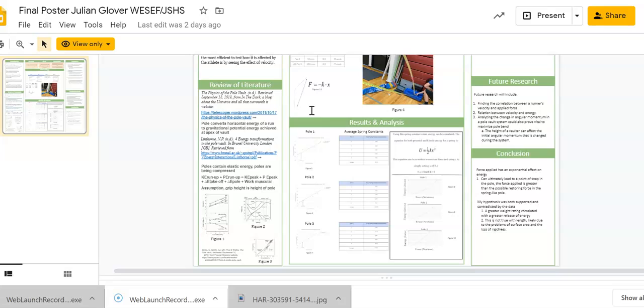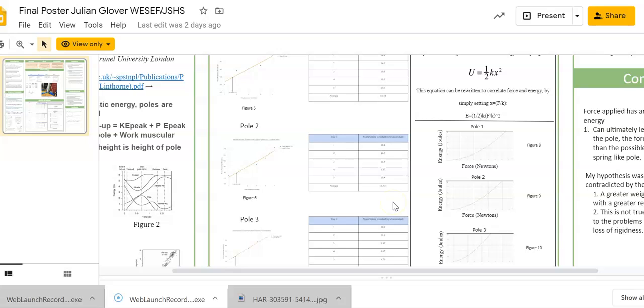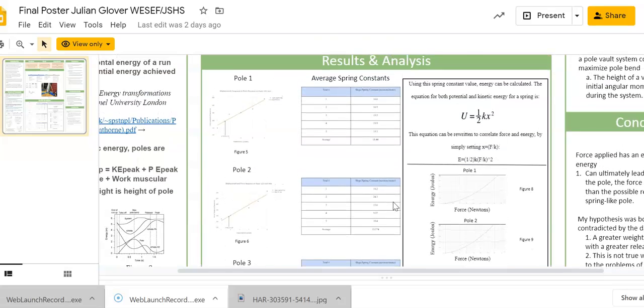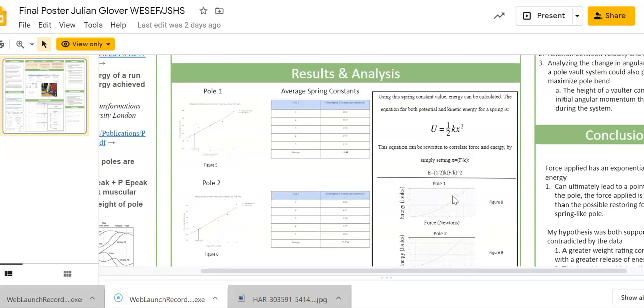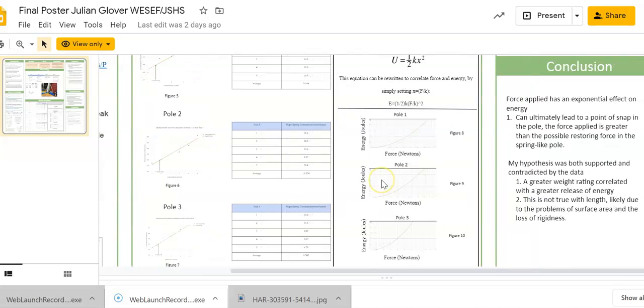So the results, I'll zoom in here. I found that pole 1 had an average spring constant of 18.44, pole 2 was 15.574, and pole 3 was 9.742. And then on the right here, I graphed that out using the equation for energy. What I found was something very interesting, and something that I noticed in the experiment, is that there's something called a hysteresis graph, which is a graph that at points acts linear and at other points will act exponential. And that's what happened here.